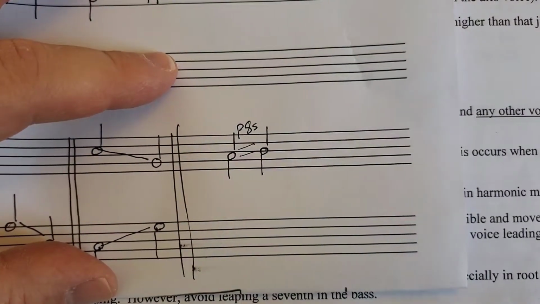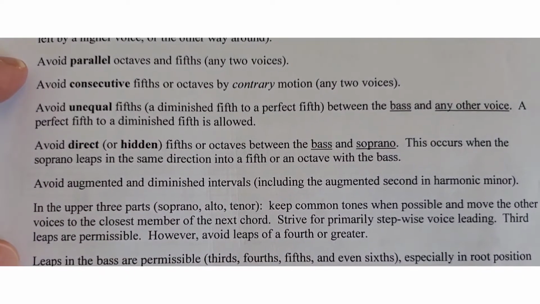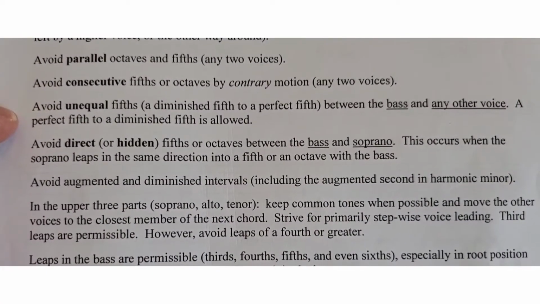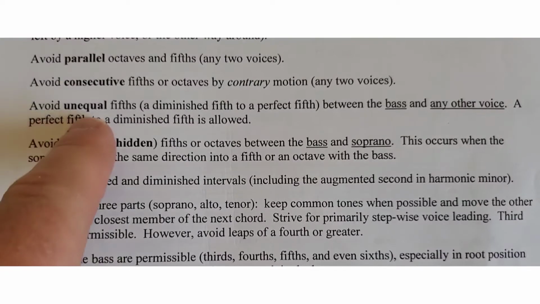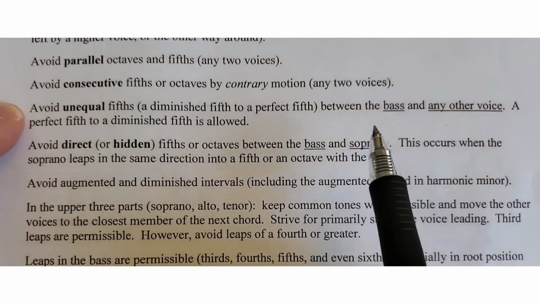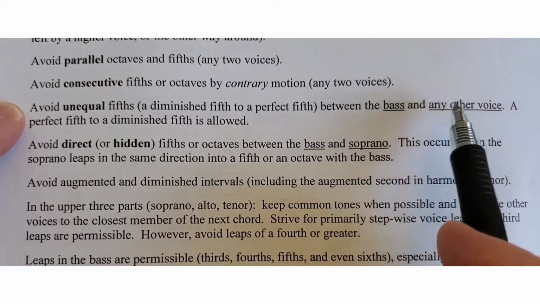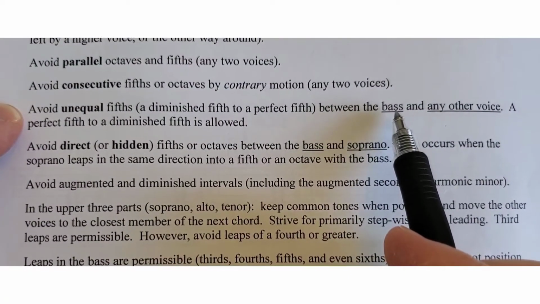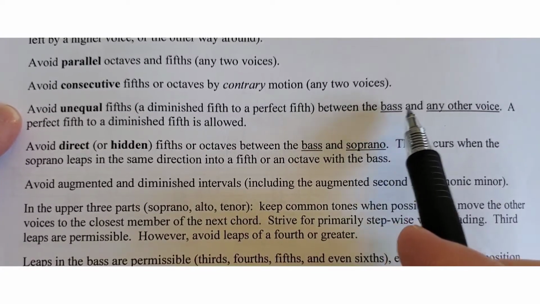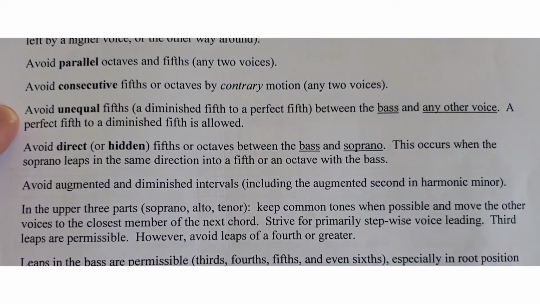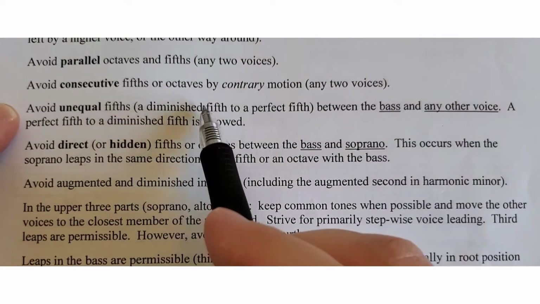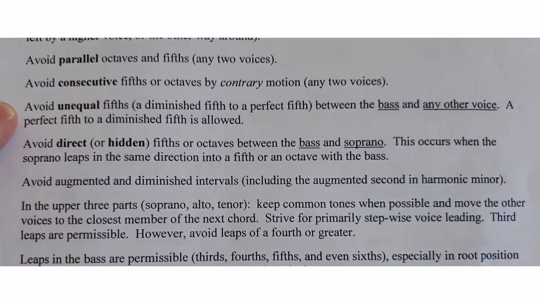Something to be avoided. All right, these next two rules are a little bit more tricky because they involve only certain pairs of voices. So let's start with the unequal fifth. Notice this rule, only an error between the bass and another voice. So it really involves three pairs: bass-tenor, bass-alto, or bass-soprano. And it only involves this particular scenario where you have a diminished fifth going to a perfect fifth.